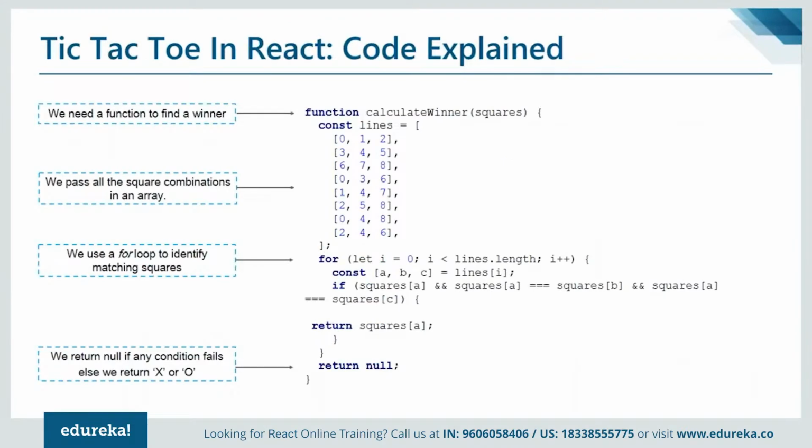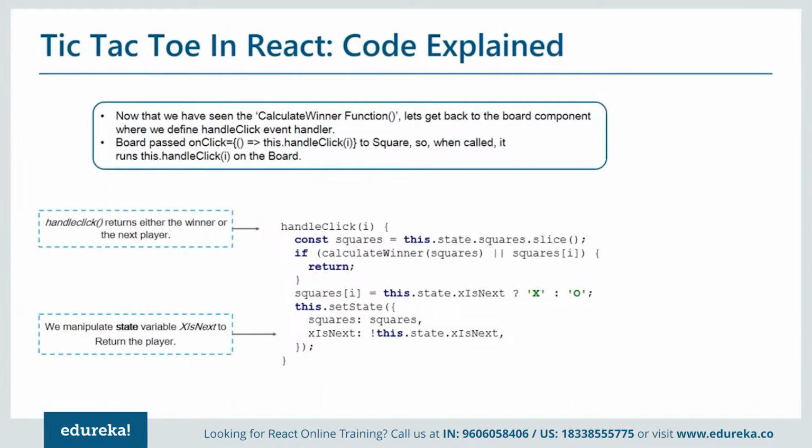There is a function called calculateWinner, which is required to find the winner. We'll pass all the square combinations 0, 1, 2, 3, 4, 5. All these are the square combinations, on which we can loop to identify the matching squares. Finally, we'll return null if any condition fails, else we return X or O. So that is the calculateWinner function we have seen.